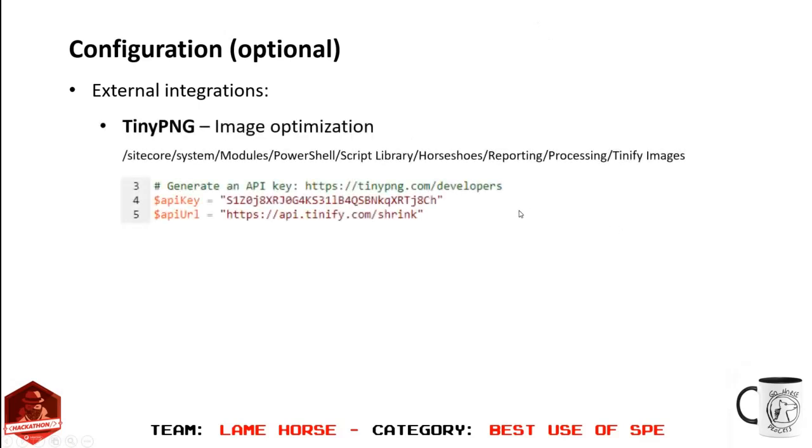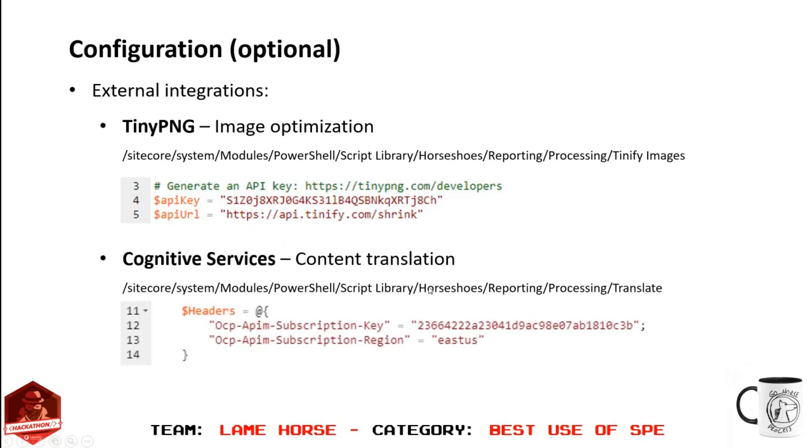The first one is TinyPNG for the image optimization. You have to change this item, this path. In lines 4 and 5, substitute the API key and the URL with your information. And the other one is the Cognitive Services for content translation. Again, you have to edit this script item, and in lines 12 and 13, you bring your data instead of the one that comes with the module.